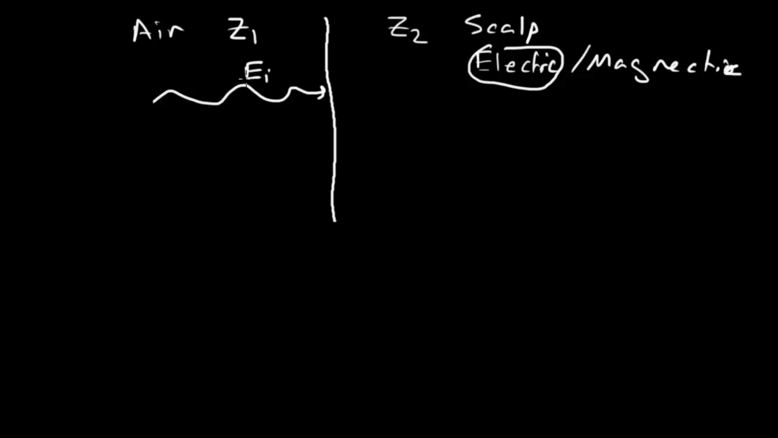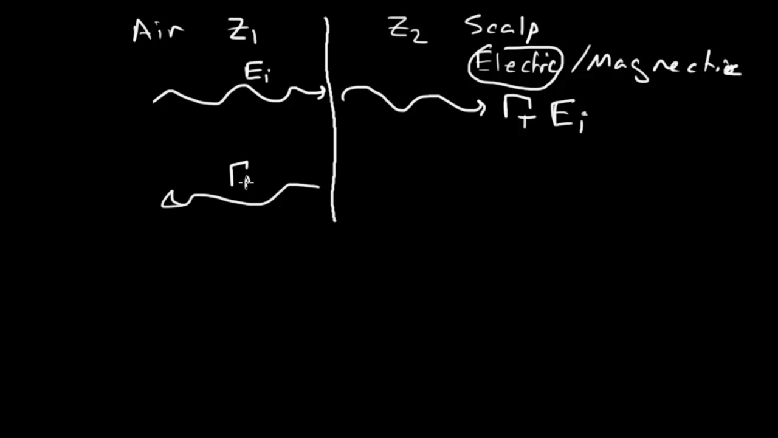We have the impinging electromagnetic field, E sub I, the impinging electric field. Let me try to correct my terminology. There will be some amount that's transmitted, and that's going to be gamma sub T times EI, and there's going to be a reflected portion. That's going to be gamma sub R times EI. What are these gammas? Well, this gamma is the transmission coefficient, and this gamma is the reflection coefficient. All of this can be derived from Maxwell's equations, but it has been derived, so I'm just going to write it out.